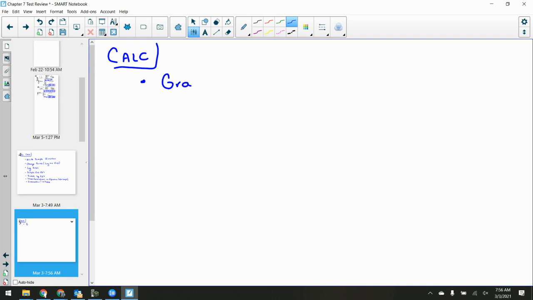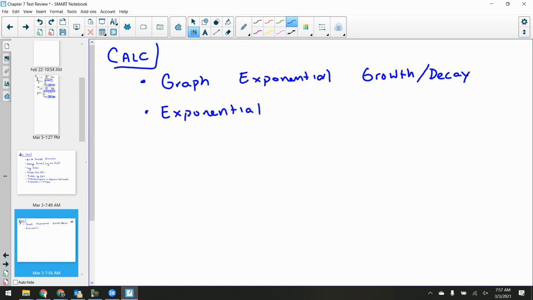So we're going to be graphing exponential growth or decay. You're going to be doing exponential growth or decay word problems. And then, free and easy points, just like it was on your quiz.